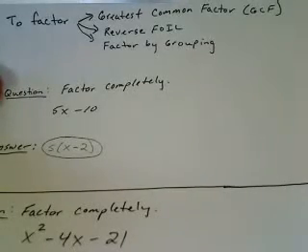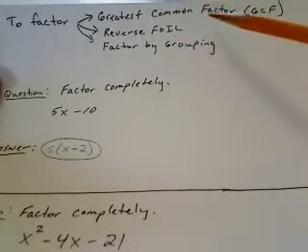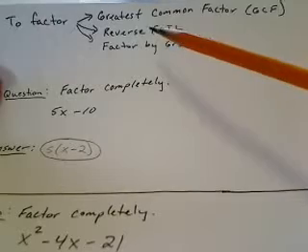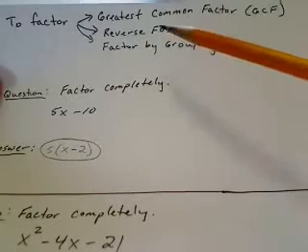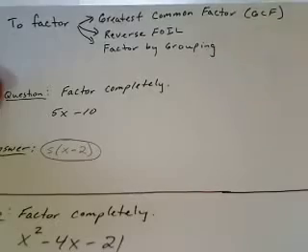To factor, we'll look at three ways of factoring today. To factor, we have the greatest common factor, or GCF. The second one that we have is reverse FOIL. And then the last one that we'll look at is factor by grouping.